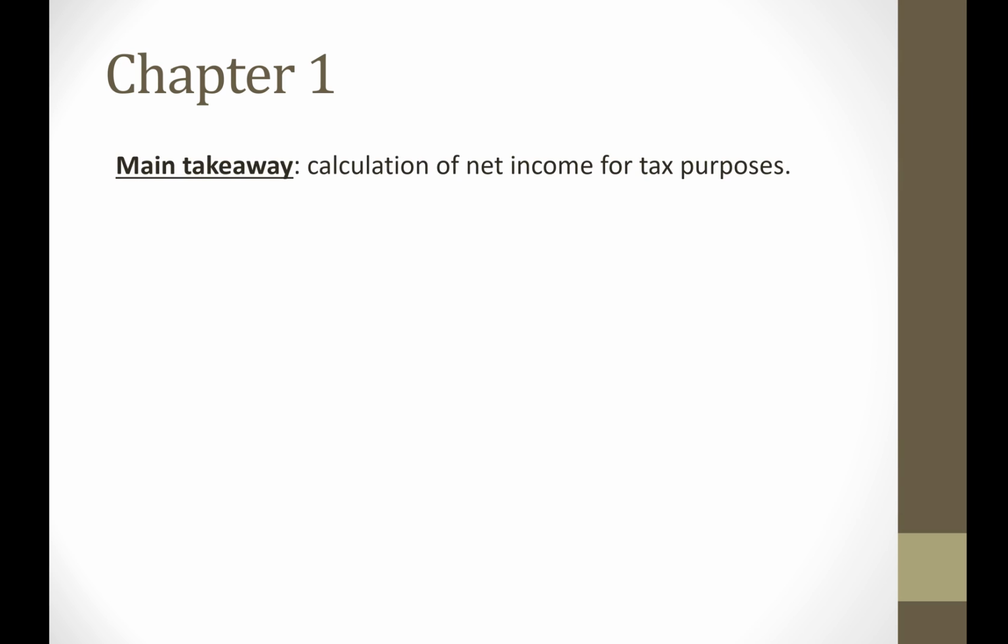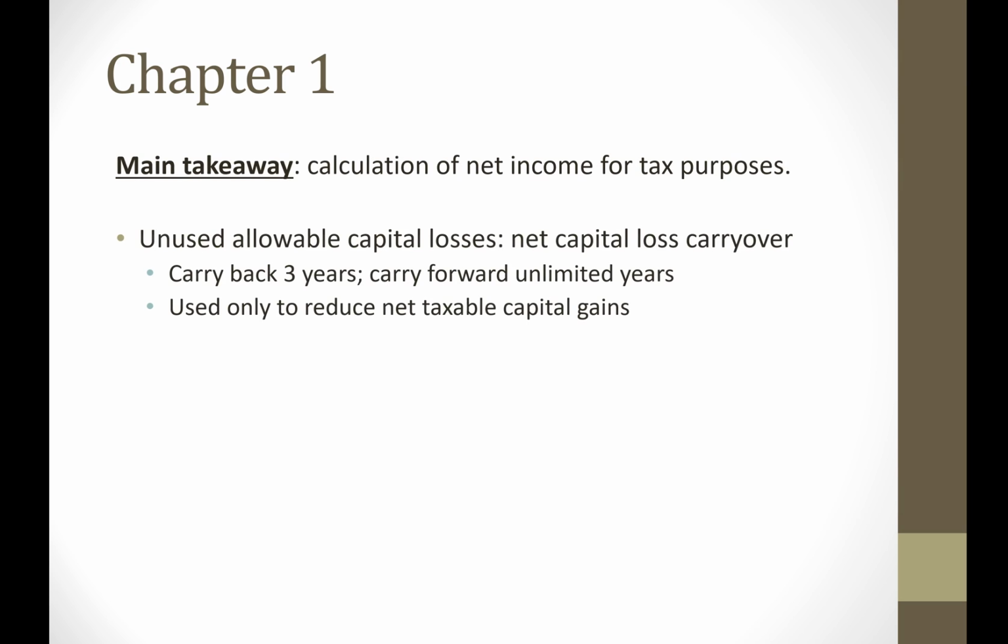So when we calculate net income for tax purposes, if we are in 3B and we have any allowable capital losses that we could not use up in the current year, they become what we refer to as a net capital loss carryover. The net capital loss carryover can be used in other years, but only to reduce taxable capital gains. And we can use this loss carryover in any of the 3 preceding years, or we can carry it forward unlimited years.